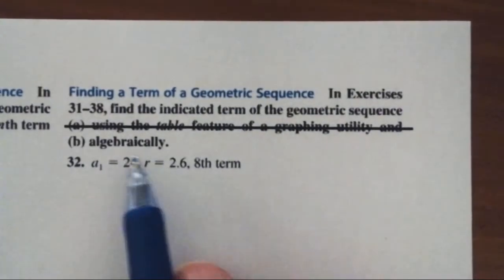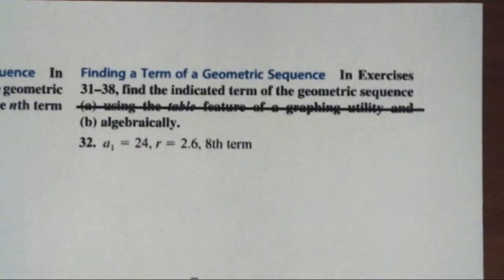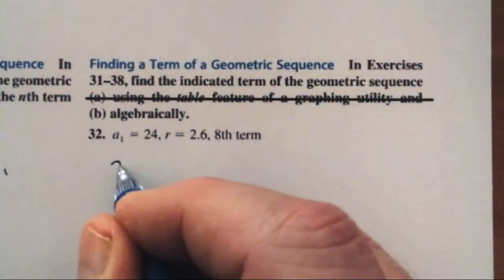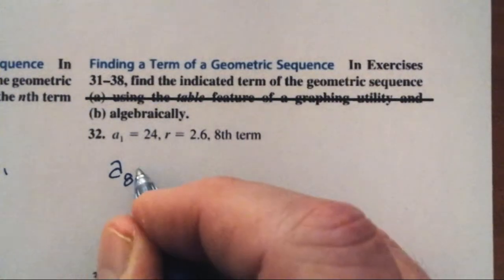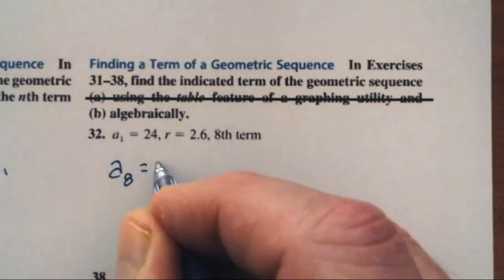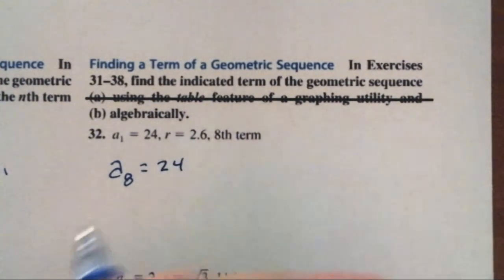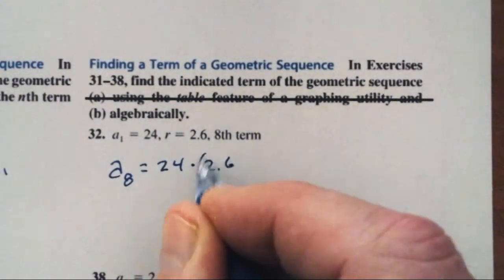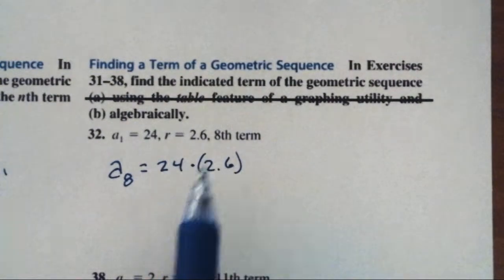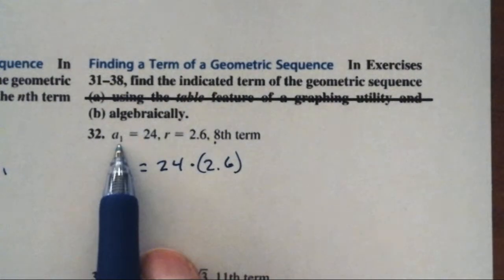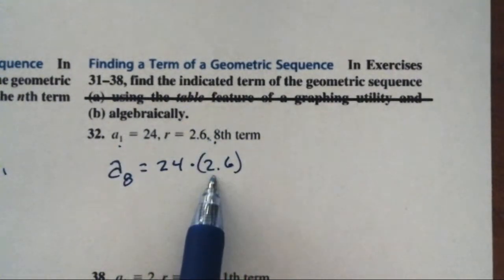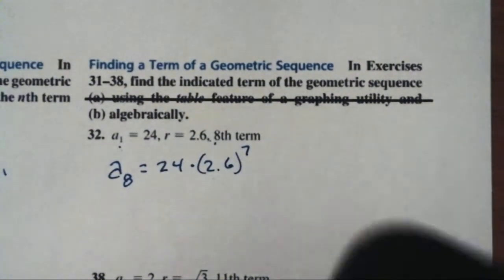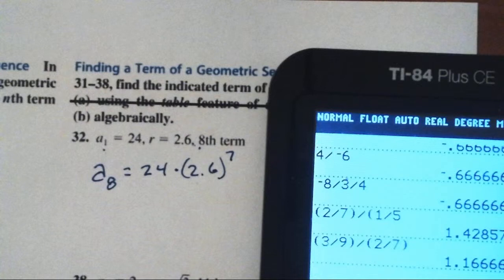Okay, we're actually going to go with part B on here. We're going to do this algebraically. We're going to find the indicated term. So to find the 8th term, we need the 8th term equals, start somewhere, the 24, the first term, times common ratio 2.6. To get to the 8th term, it's 7 steps of multiplying 2.6 from the first term. So we will just calculate that one now.